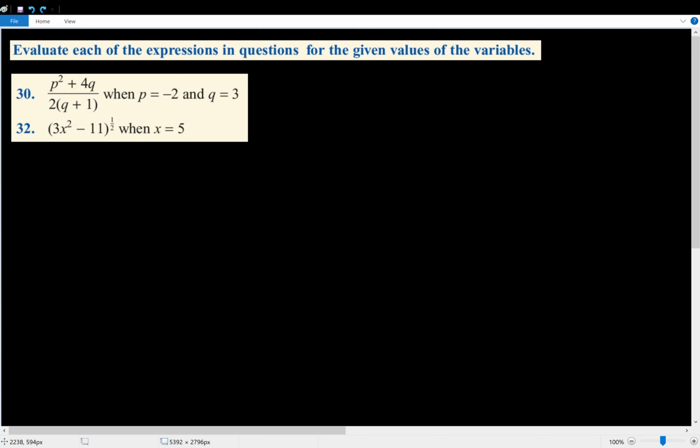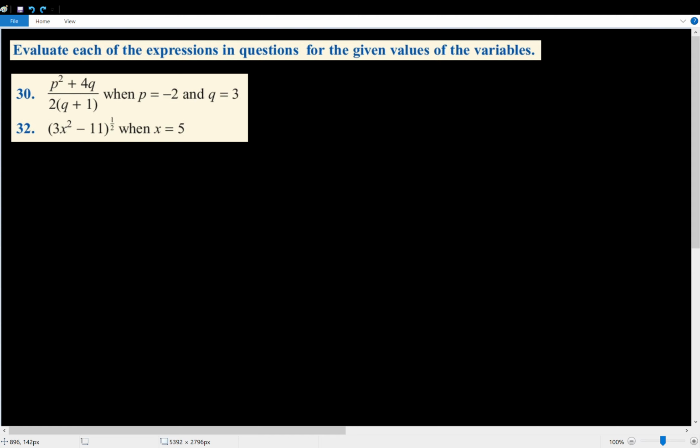This is questions 30 and 32 from exercise 1.1 in Project Maths 3A. We have to evaluate each of the expressions in the questions for the given values of the variables. So for question 30, which is where we're going to start, we're given the expression p squared plus 4q, all over 2 brackets q plus 1 close bracket. And we have to evaluate that expression when p is equal to minus 2 and q is equal to 3.